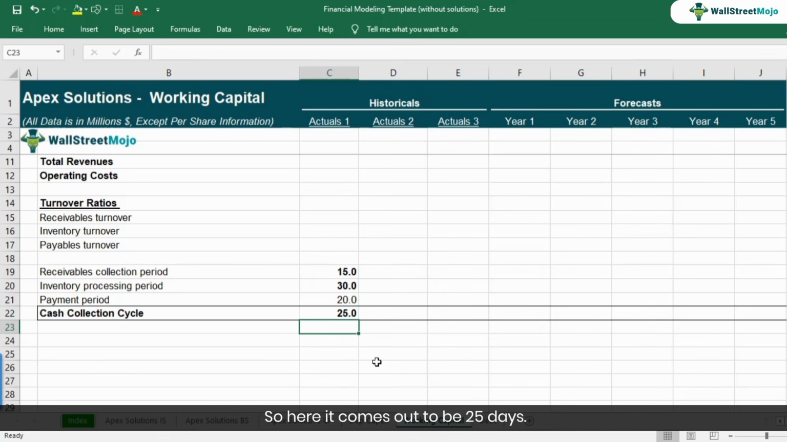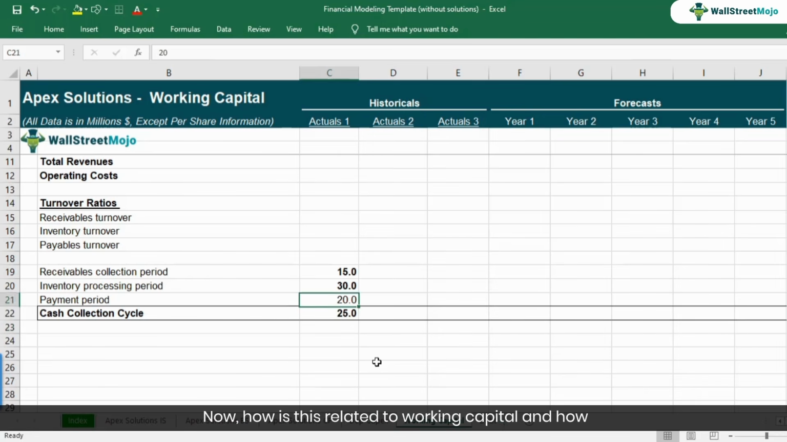So here it comes out to be 25 days. Now the idea here is to visualize this 25 days as: when you make an investment in your company via inventory, it takes 25 full days to come back to the system. So that's what the cash conversion cycle will actually mean to you.